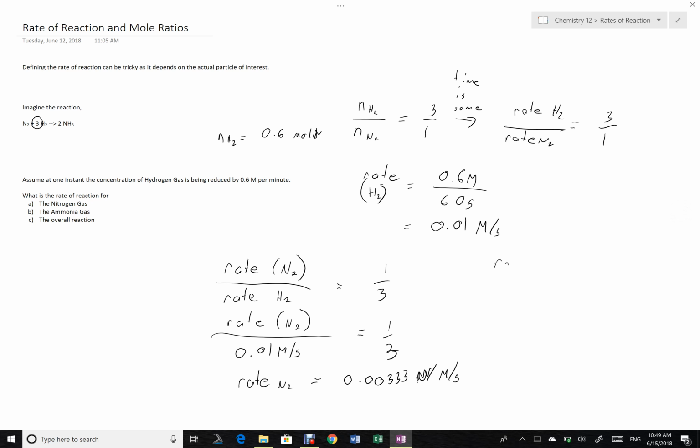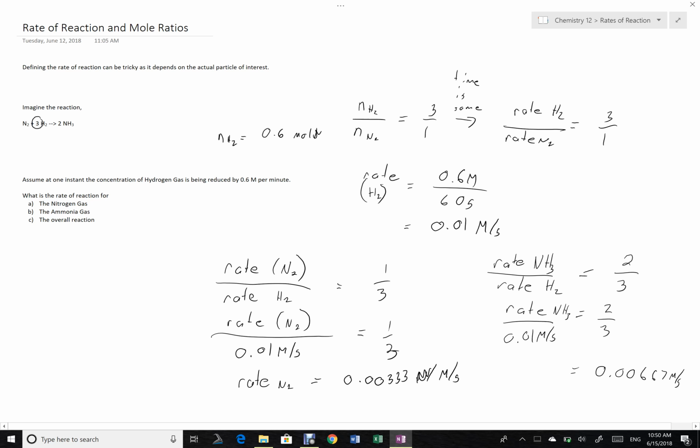If I wanted the rate of ammonia gas in comparison to the rate of hydrogen gas, I would just be using my 2-to-3 ratio. So here my rate, here we're dealing with ammonia gas, is going to work out to be 0.00667 molarity per second.